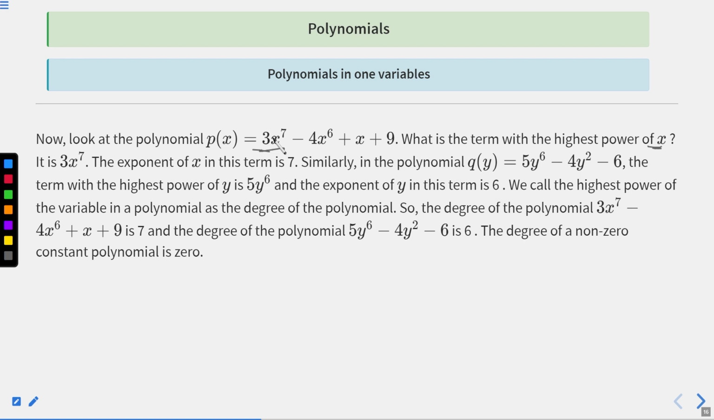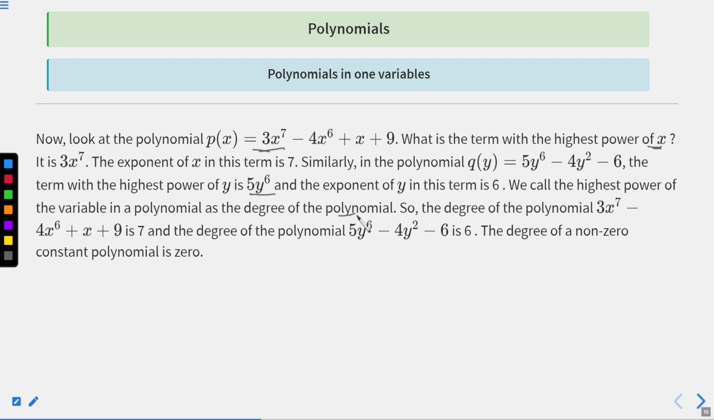Similarly in the polynomial q of y is equal to 5 times y to the power 6 minus 4 times y square minus 6, the term with the highest power of y is 5 into y to the power 6, and the exponent of y in this term is 6. So we call the highest power of the variable in a polynomial the degree of the polynomial.